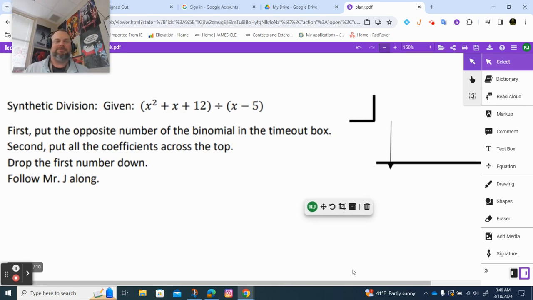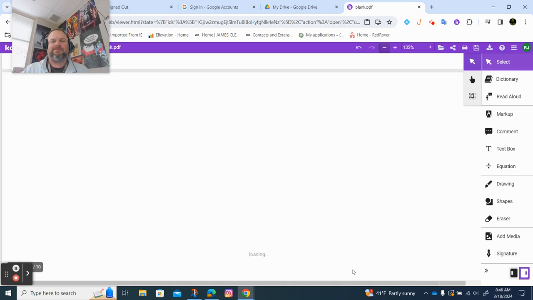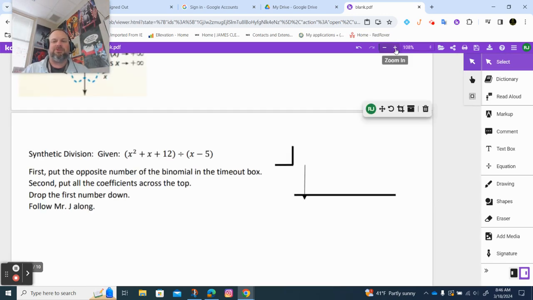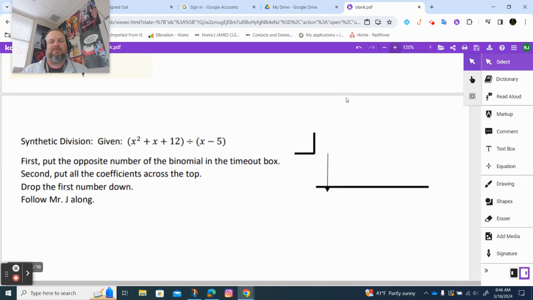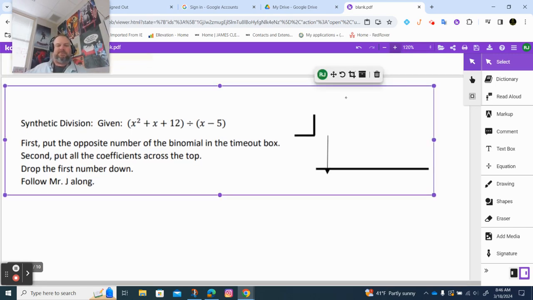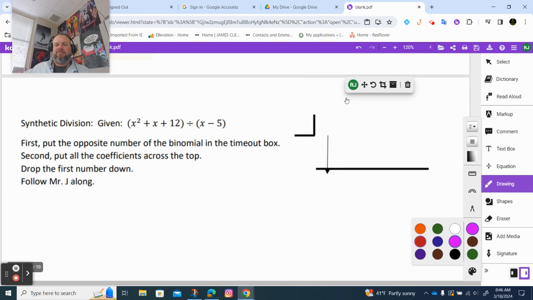Okay. All right. So I'm going to show you what we do. It says, first we put the opposite number of the binomial in the box. The binomial is the one that has two terms. This is minus 5. What's the opposite of minus 5? Plus 5. Oh, goodness. Glad I wasn't holding my breath. I'd have turned as red as that mark right there.